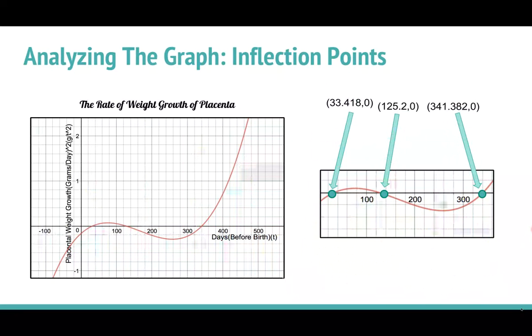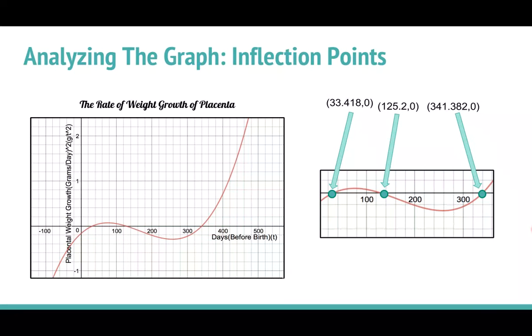The physiological interpretation of the rate of weight growth of the placenta is very similar to that of the fetus. As shown on the right at the inflection points, after 33 days, the placenta is estimated to increase at an increasing rate until the 125th day, where the rate of weight growth begins to increase at a decreasing rate.